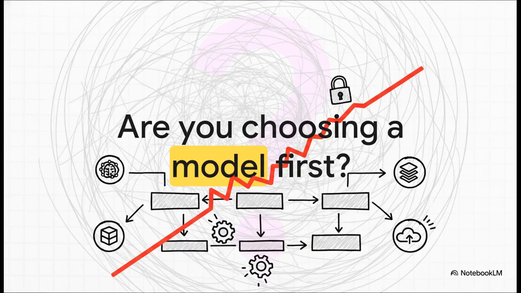So, I want to start by asking you a crucial question. When you kick off an AI project, are you choosing a model first? Like, are you sitting there debating whether to use GPT-4, Claude, or Llama before you've even laid out your basic system architecture? Well, if the answer is yes, it turns out you've already fallen into a massive trap. Obsessing over model selection right out of the gate is the exact reason why agents break when they hit the real world. We literally need to completely flip our perspective on this.